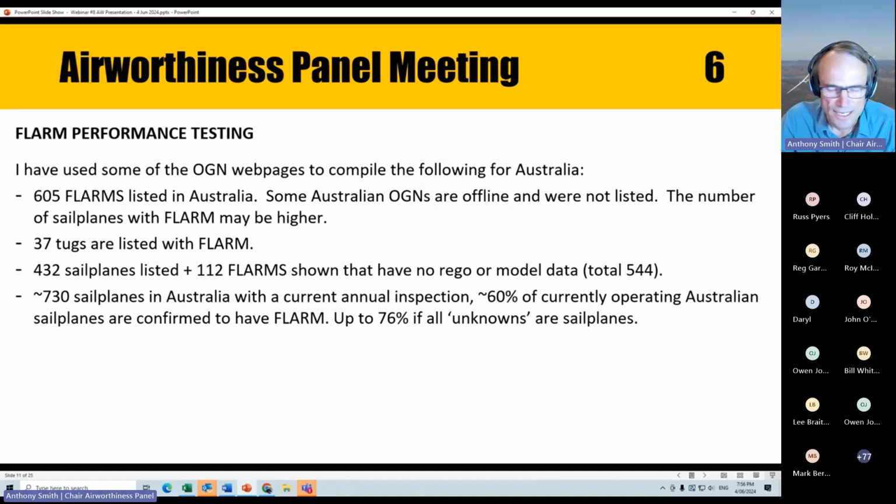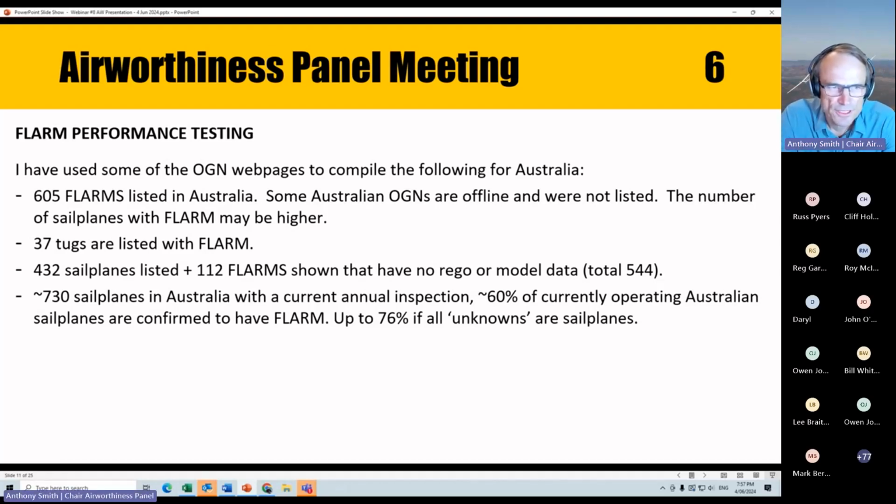There were 37 readily identifiable tugs that were listed with FLARM. There were 432 identifiable sailplanes, but there was 112 FLARMs that do not have any registration listed in them or model data. So that brings the total up to 544. Now, the astute or the very mathematically gifted can add up some of those numbers and say, Anthony, that's not 605. And it was a pleasant surprise to see that there's a number of GA aircraft kicking around with FLARM fitted and a number of RAOS aircraft kicking around with FLARMs fitted as well.